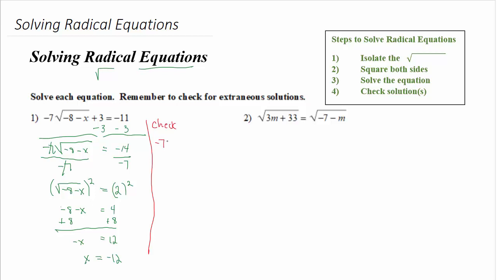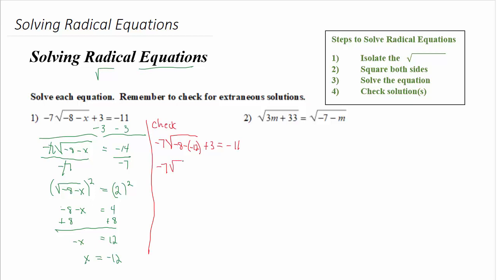Negative 7 times the square root of negative 8 minus our x value, which is negative 12. So plug in negative 12 for x. Don't forget that it's minus negative now. Plus 3 equals negative 11. We're not solving. We want to simplify this side to see if it turns out to be equal to negative 11. So order of operations says do inside any groups, and we have a group inside the square root.